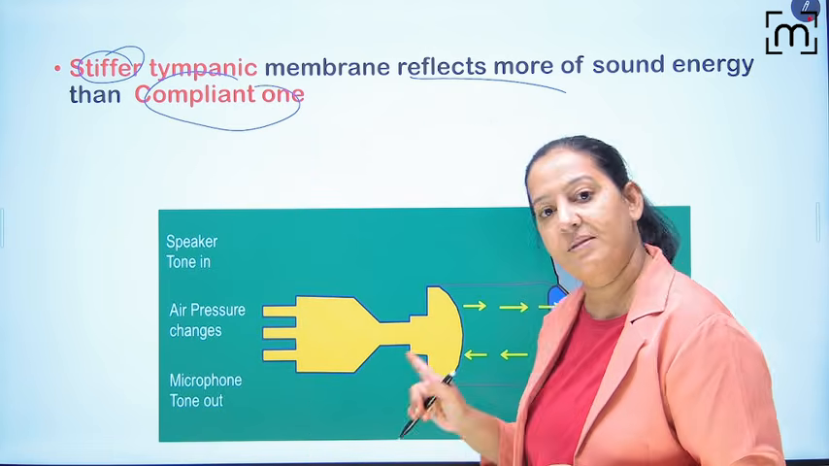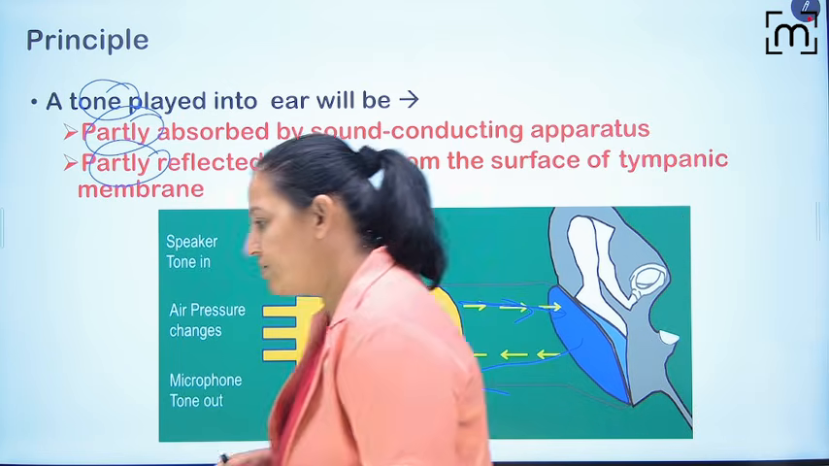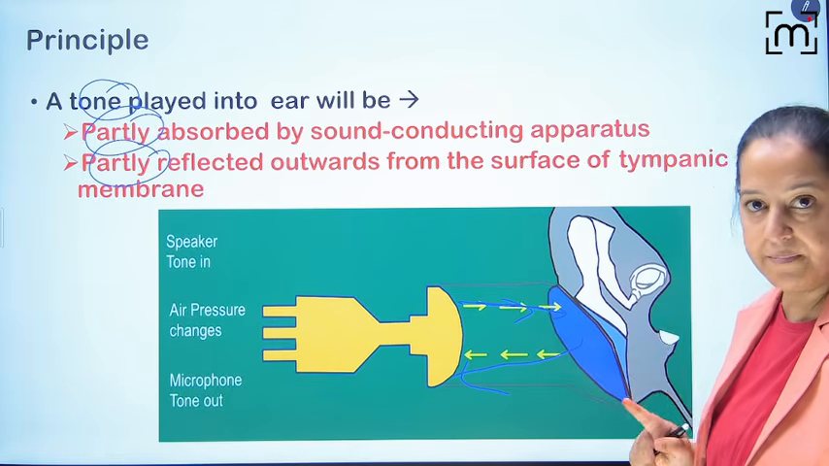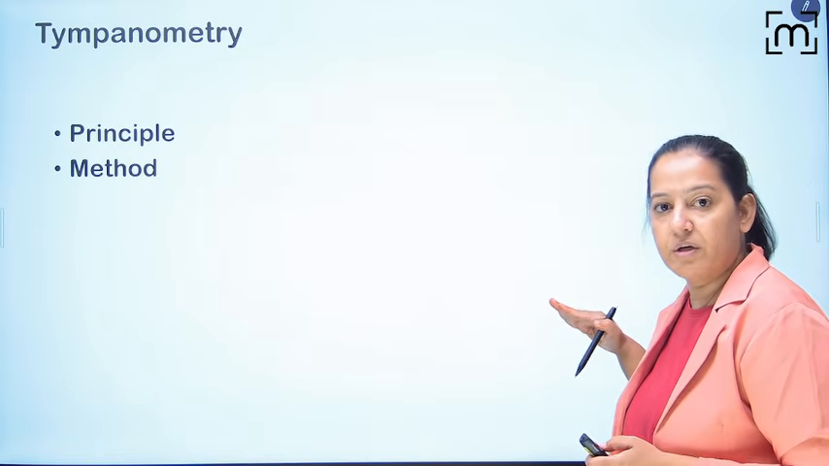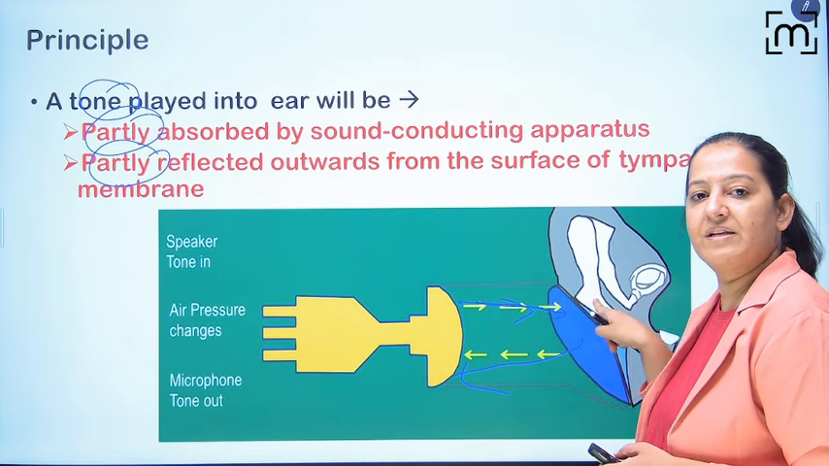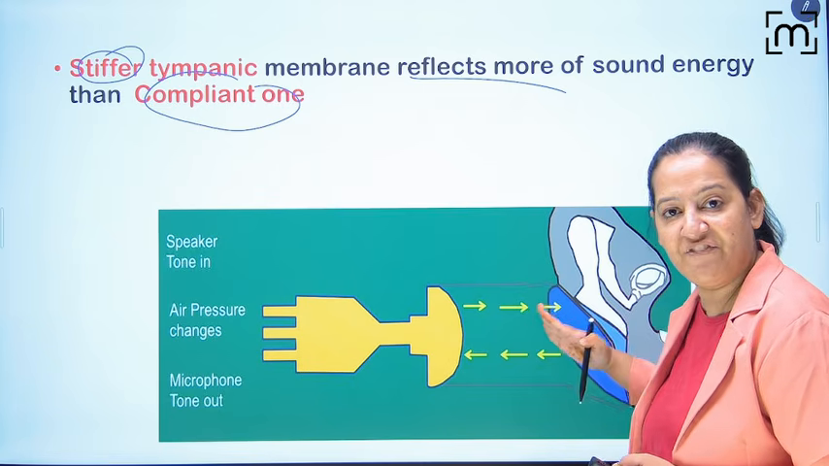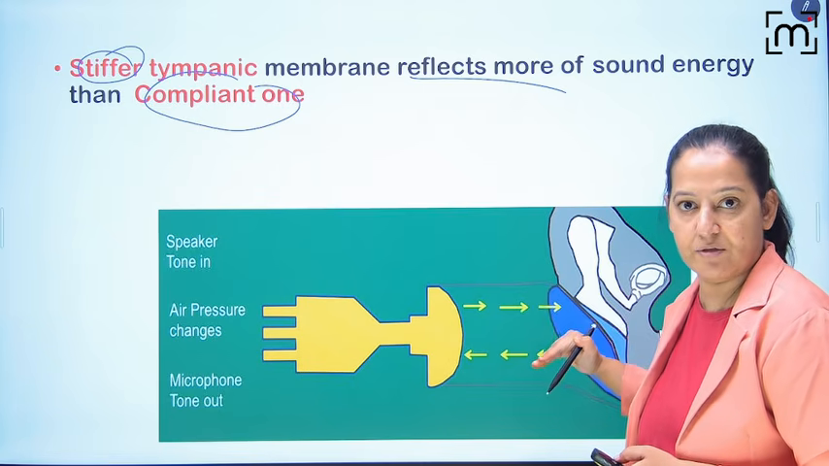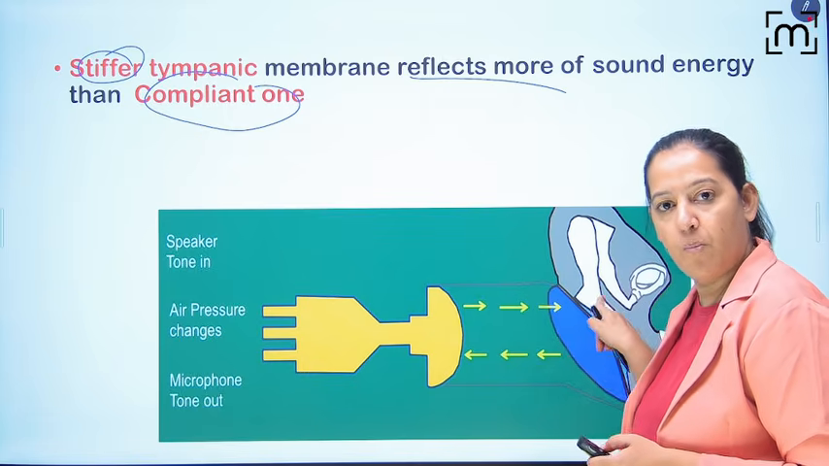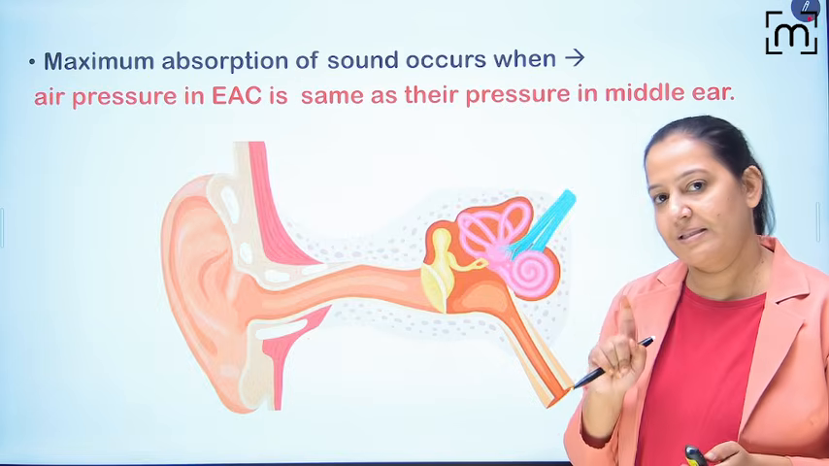You are getting my point? So this is the principle. If you understood the principle, give me a thumbs up. Shall I proceed? So I am teaching you tympanometry. Whenever the sound is falling on the tympanic membrane, a part of it is absorbed, a part is reflected. How much is absorbed and how much is reflected depends on the stiffness, whether it is hard or soft. If it is hard, it reflects more. But if it is soft, it absorbs more and reflects back less. Got it? This is the principle.